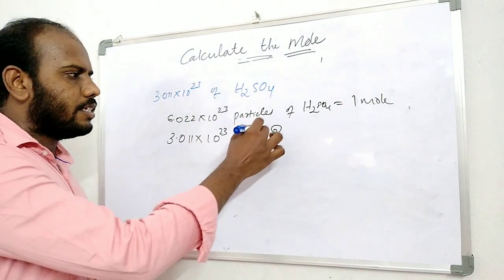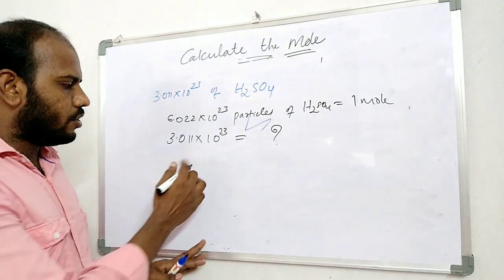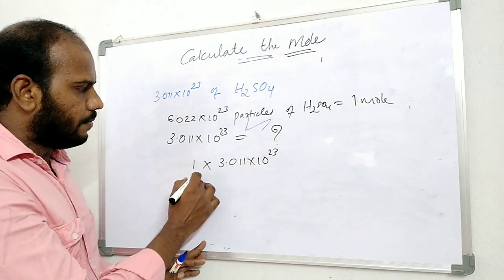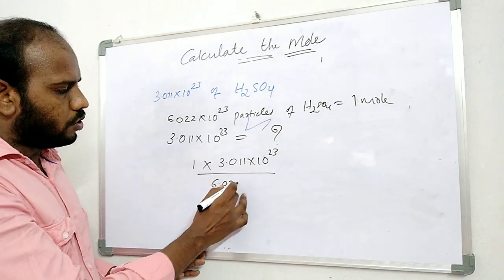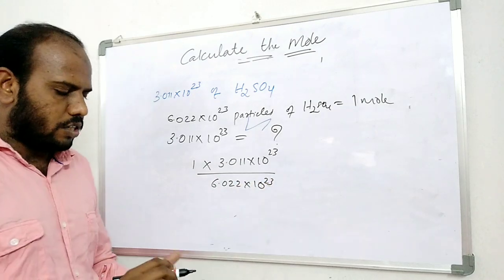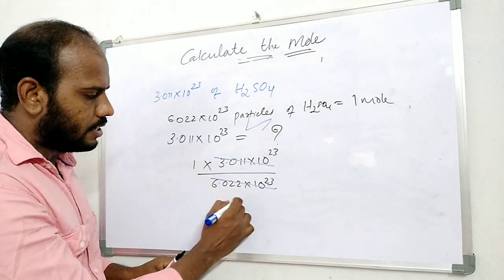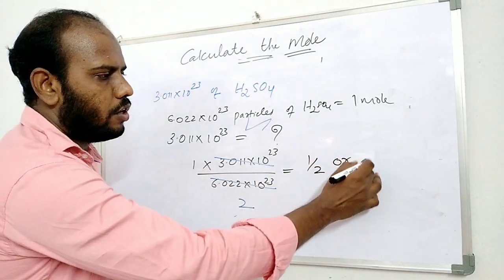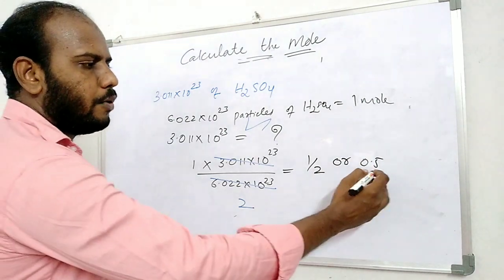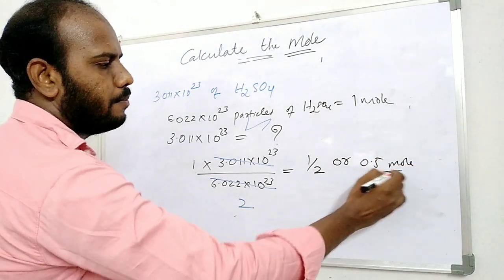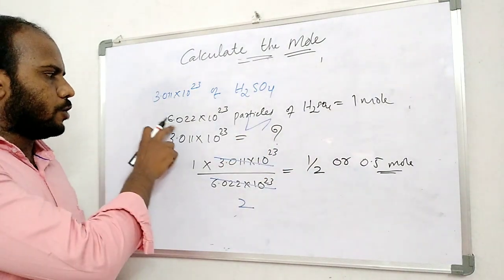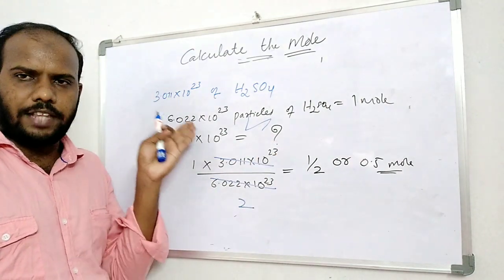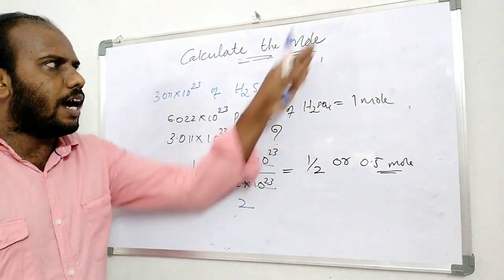Yes, children. So same as the before process we can do. So what we have to do? 1 × 3.011 × 10^23 by 6.022 × 10^23. So how can we cancel this? This will be cancelled by 2. So what will be the answer? We got the answer 1 by 2, or 0.5 mole. So here also, 6.022 × 10^23 is equal to 1 mole, which means that half the particles will be half of the mole.